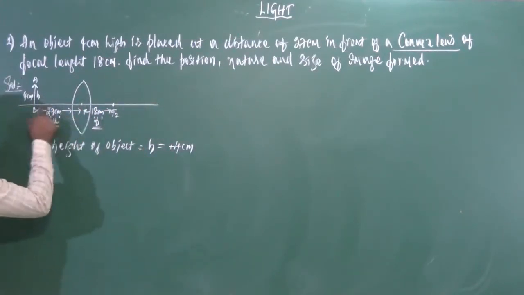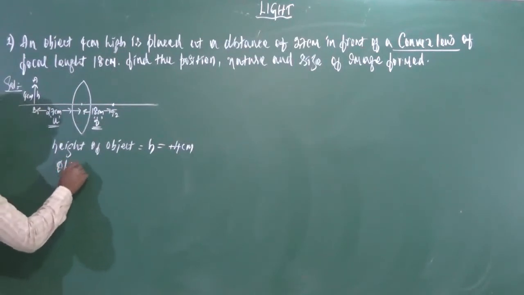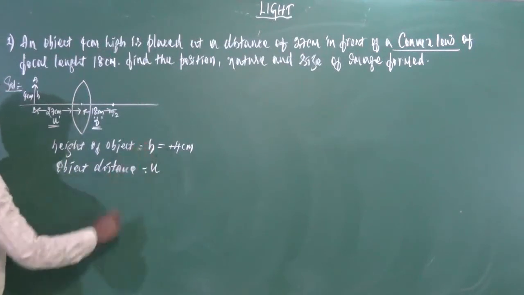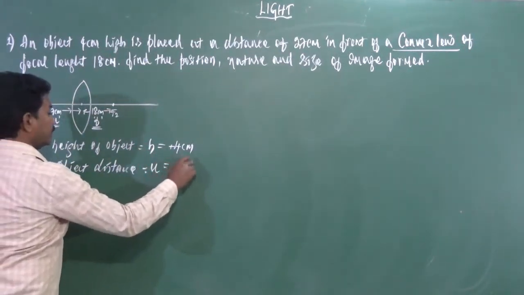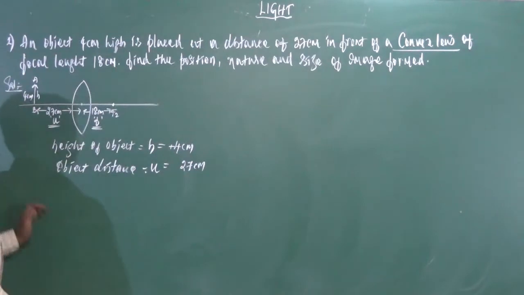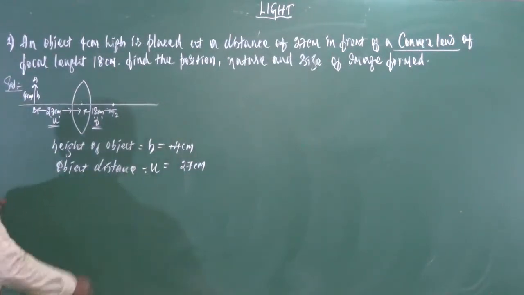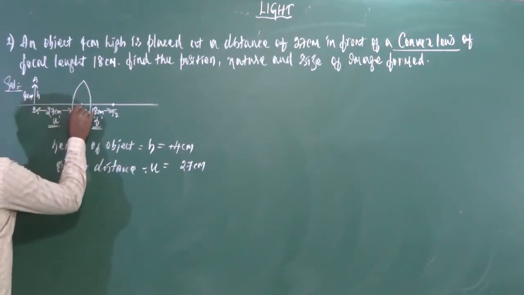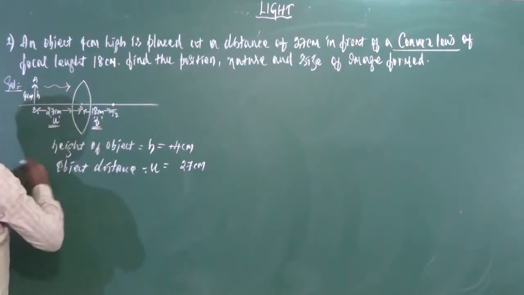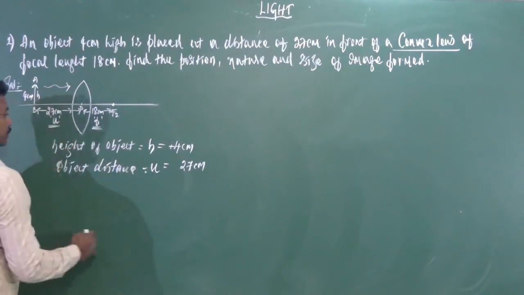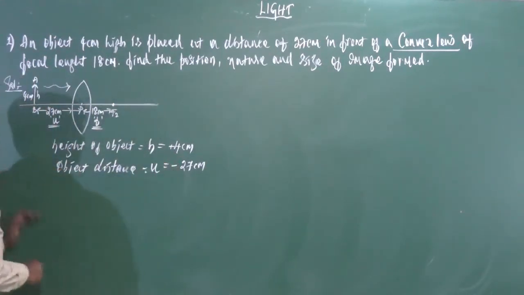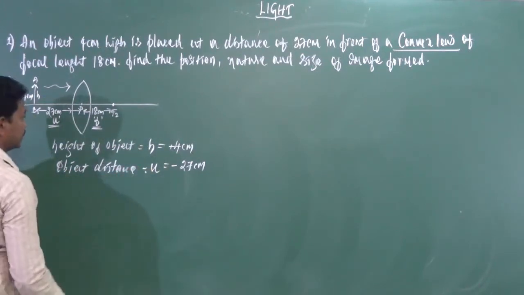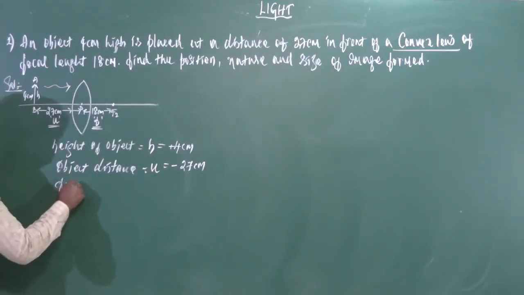Now object distance. Object distance is indicated by u. So u is equal to 27 centimeters. Now we have to apply sign conventions here. As the object is placed 27 centimeters away from the optic center, this is the direction of the incident light rays and you are measuring in this direction. So therefore the value of object distance u will be negative, right? So minus 27 centimeters.